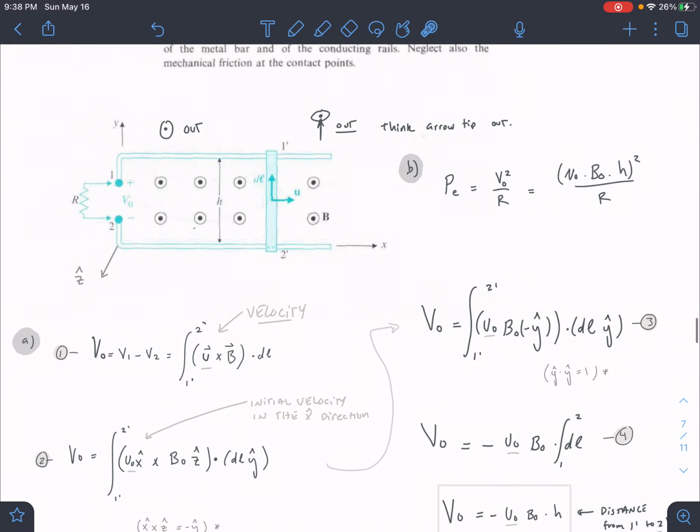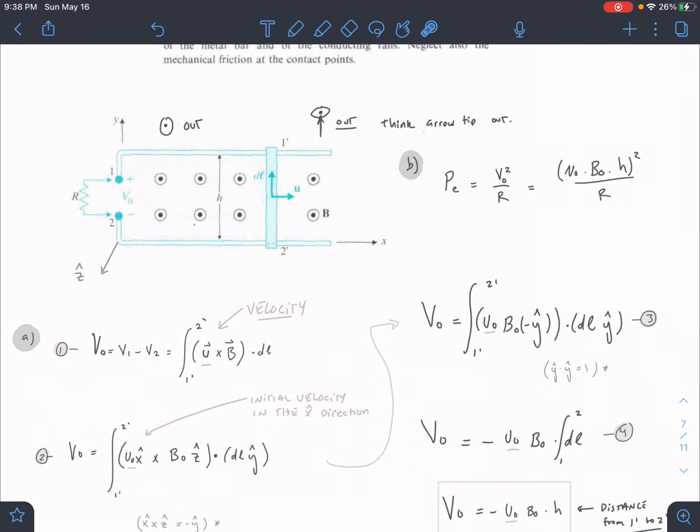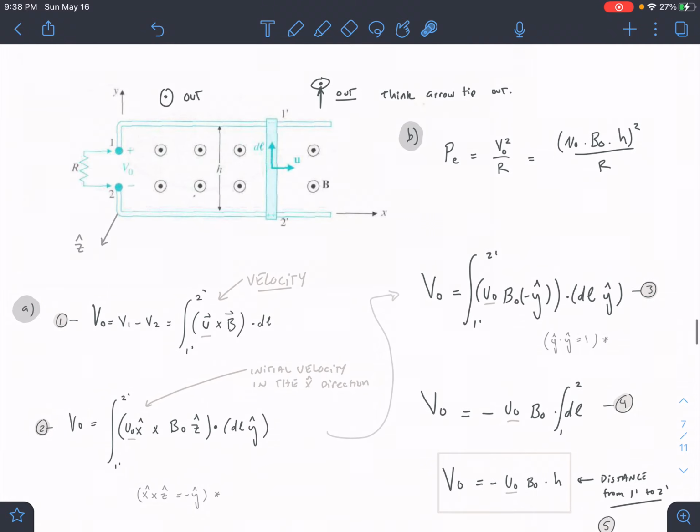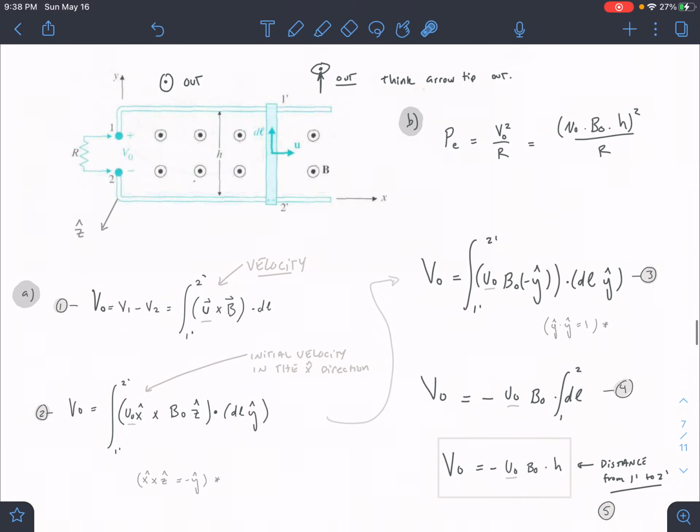Okay, so the way that we're going to do that is we're going to use this general equation here. We know that our velocity crossed with B, dotted with dl, integrated between these two points, is going to give us our open circuit voltage. In this case, we're just looking at our directions, right? Our velocity is going this way, so velocity is in the x hat direction. So we're just plugging in V0, like a constant initial velocity, in the x hat direction.